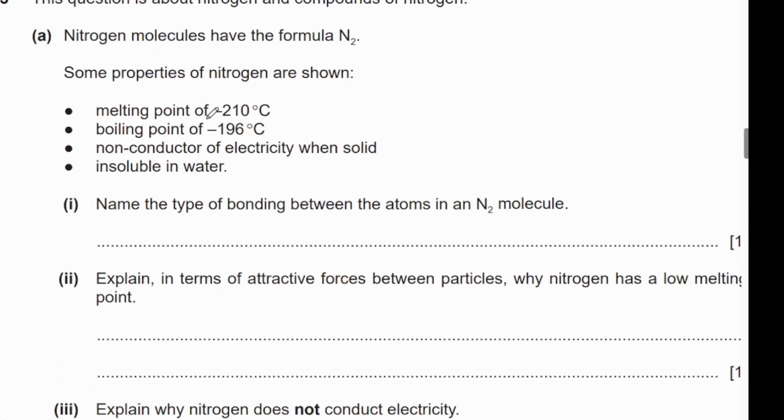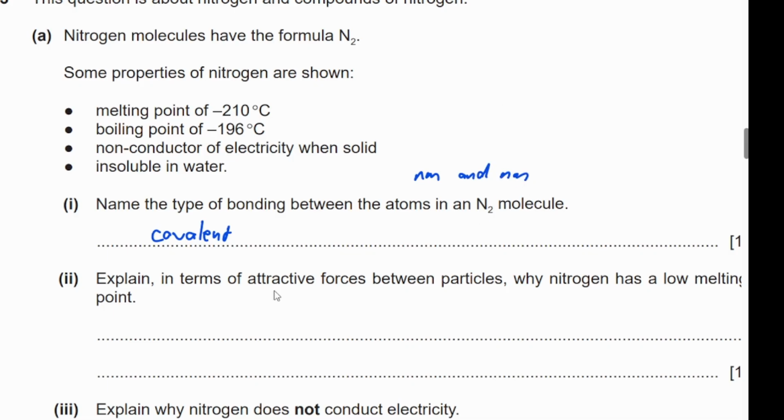Okay. Question 3. This question is about nitrogen and compounds of nitrogen. Nitrogen molecules have the formula N2. Some properties of nitrogen are shown. Melting point, boiling point, non-conductive electricity when solid, insoluble in water. Name the type of bonding between the atoms in an N2 molecule. So this would be covalent. Okay? Because you're bonding between two non-metals. Non-metal and non-metal, since nitrogen is a non-metal.